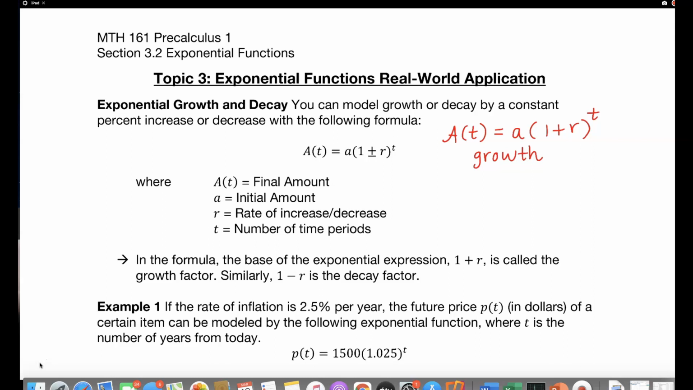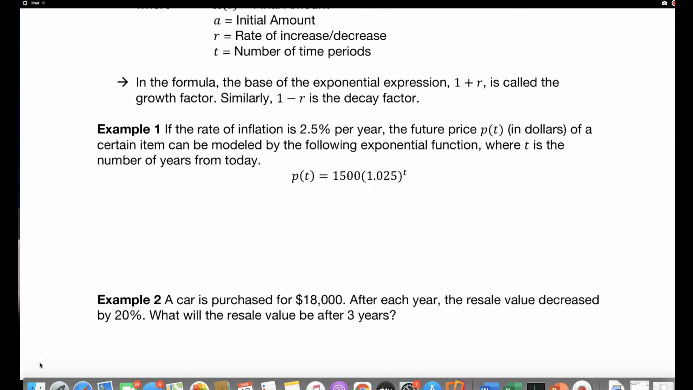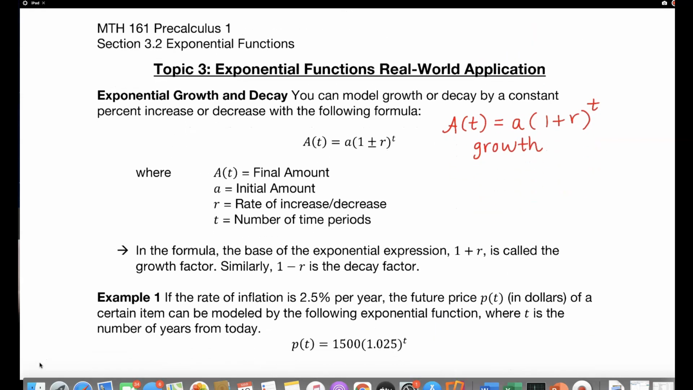But it may be decaying. Maybe we're talking about half-life, or something like a car value. Let's say a used car value is going down. In that case, you want to use the decay function, which looks exactly the same, except instead of 1 plus r, you're going to have 1 minus r to the t-th power. And if you have that, that is a decay function.